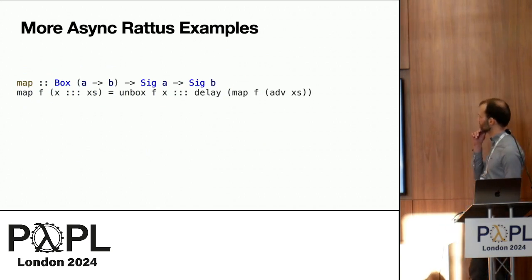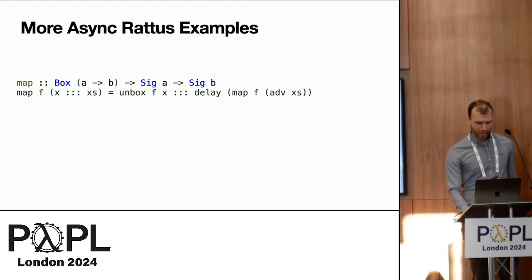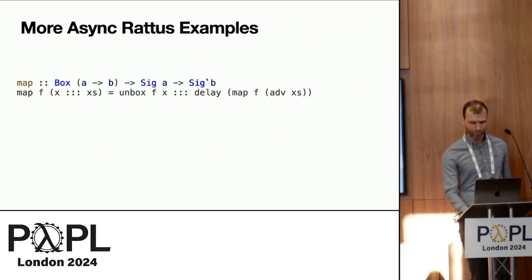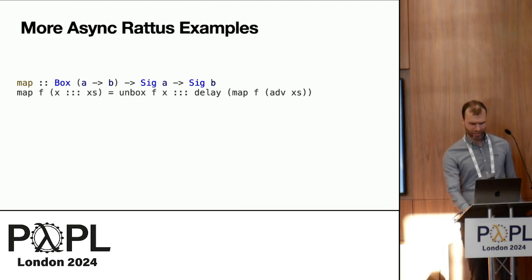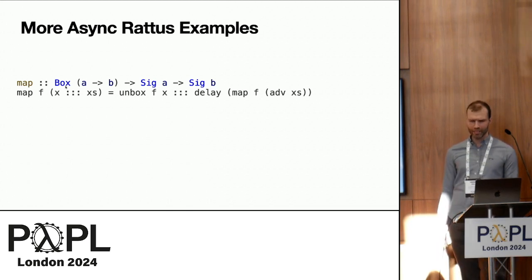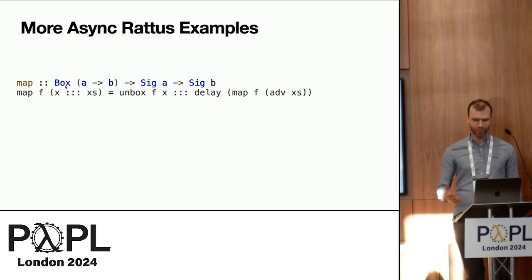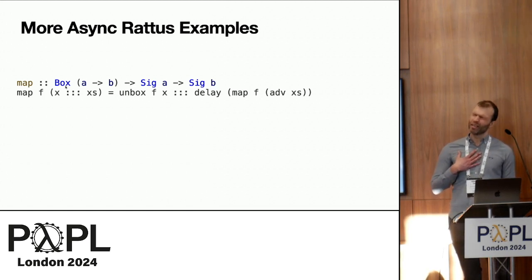Some more examples. Here's the map function, where we want to take a function from A to B and apply it to a signal of As and get a signal of Bs. The only difference here is that you have this box that I haven't really told you about. This is essentially the always modality from temporal logic. So intuitively, that makes sense.